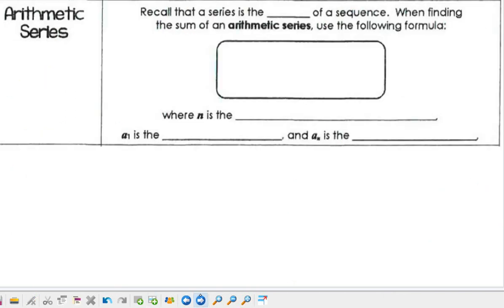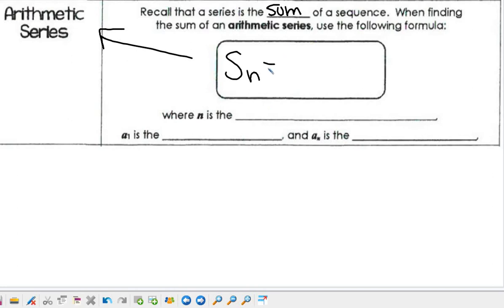Okay, so then we have arithmetic series. So arithmetic series is a little bit better than the others because it has a very specific formula that you use every time. So remember that a series is the sum of a sequence. When finding the sum of an arithmetic series, you use a very particular formula, S sub n. This only works with arithmetic, so don't try and backtrack to what we were doing before and apply it, because it's not going to work. It has to specifically be an arithmetic sequence to use this formula to find the series.